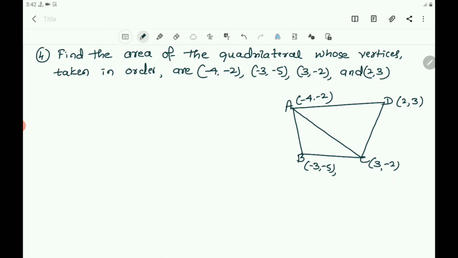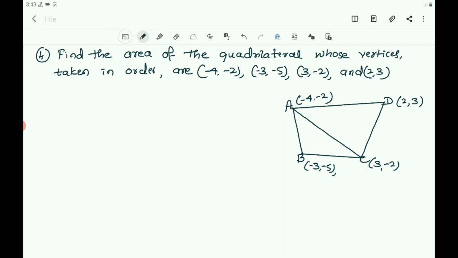To find the area of the quadrilateral, here we have to use the formula for the area of the triangle. So we must draw the diagonal for this quadrilateral to have the triangle. Now you join AC. Here AC is joined and there is a formation of two triangles. Triangle ABC and triangle ACD are the two triangles by drawing the diagonal AC.